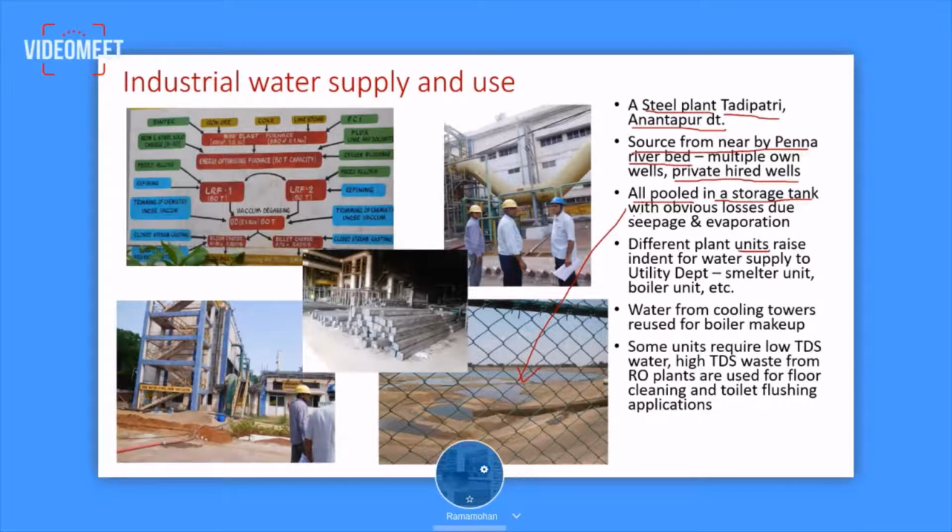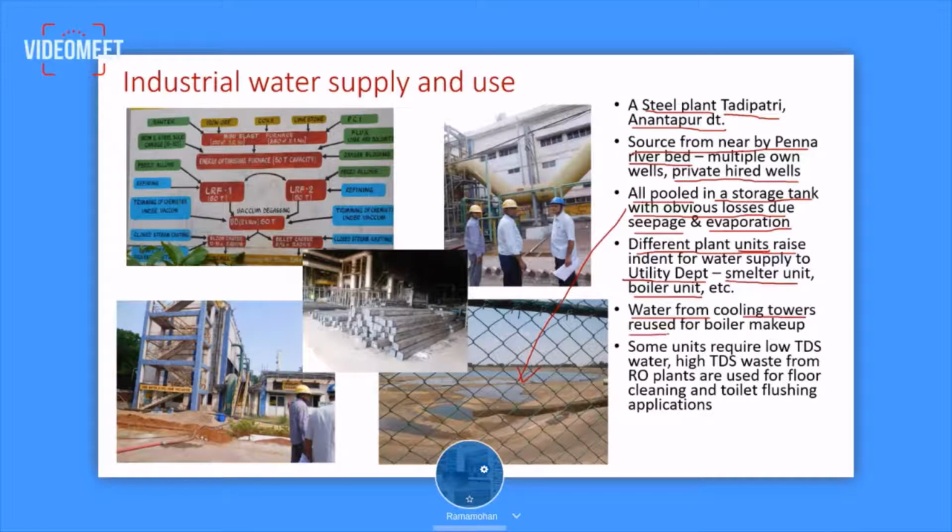Obviously, once it is stored for several days, there will be losses due to seepage and evaporation. The water stored here will be supplied to different units of the company, like a smelting unit or a boiler unit or some other process unit. The indent is given from these units to a department called the utility department, which sees how much is required for each unit, allocates it, and ensures that much water is available to that unit. Otherwise the manufacturing process suffers.